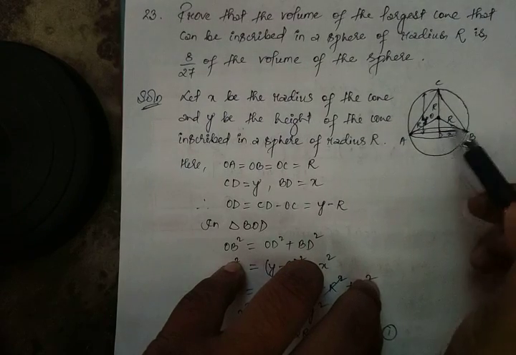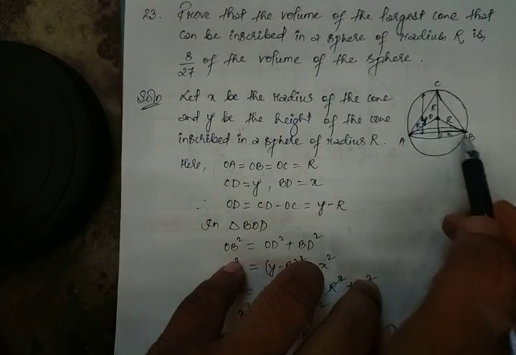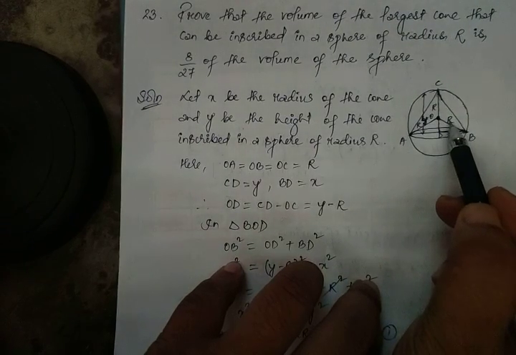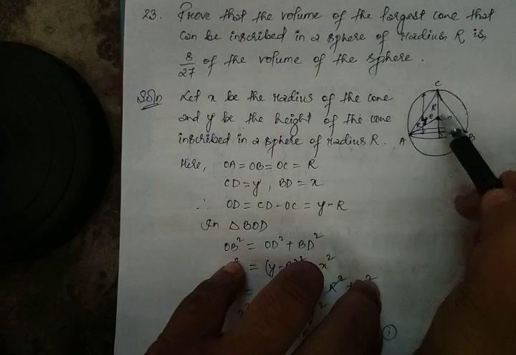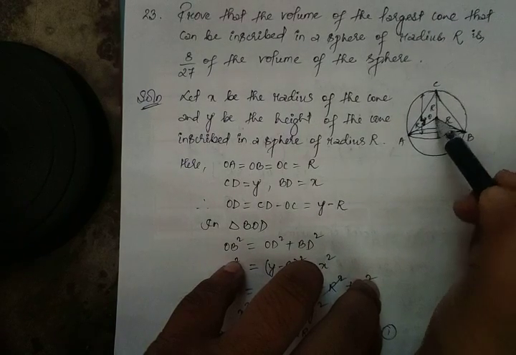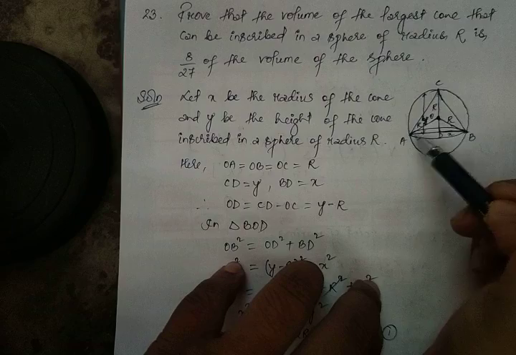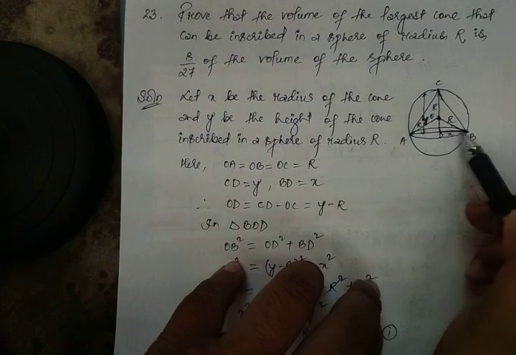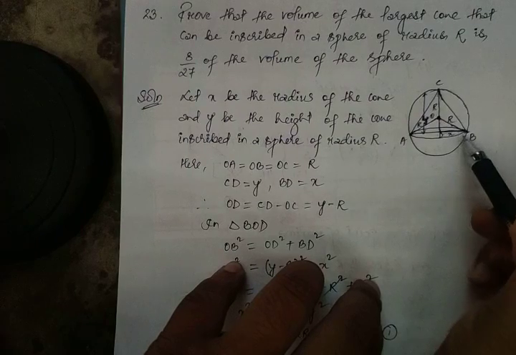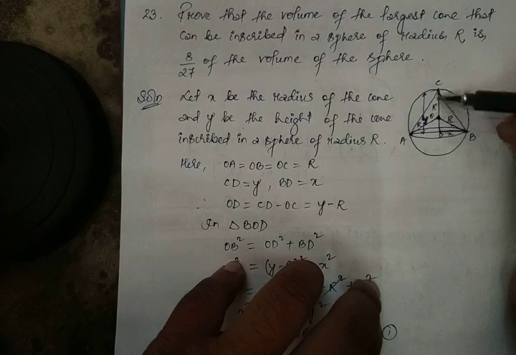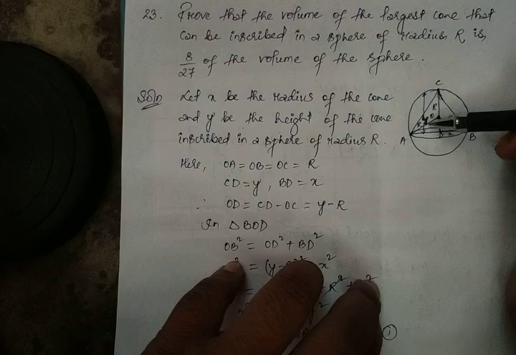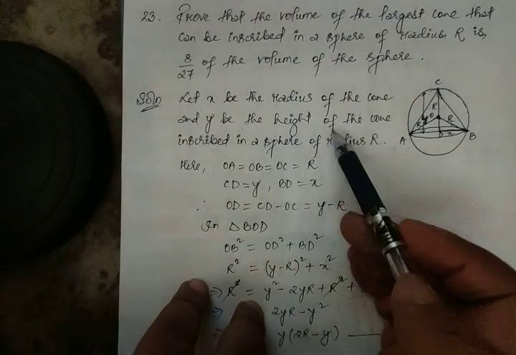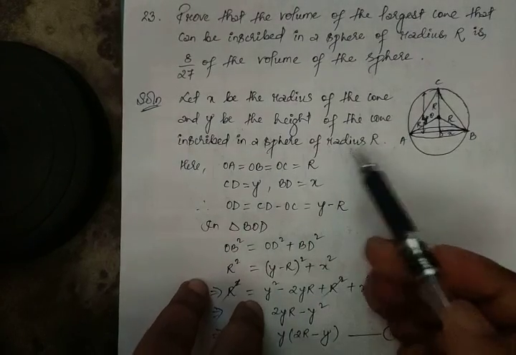So this is the center, right? From here to the circle, this is the radius of the sphere, that is given, capital R. Similarly, OC is also the radius of the sphere, capital R, and OA is also the radius of the sphere. And this part BD is the radius of the cone. It is not given, so here I have considered X. And CD, the height of the cone, I have considered as Y. So let X be the radius of the cone and Y be the height of the cone, inscribed in a sphere of radius R.